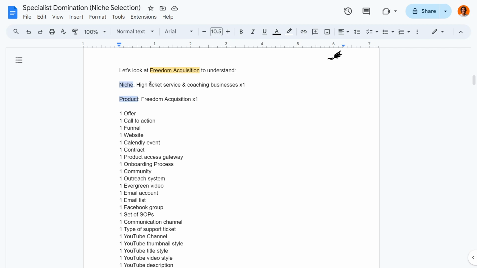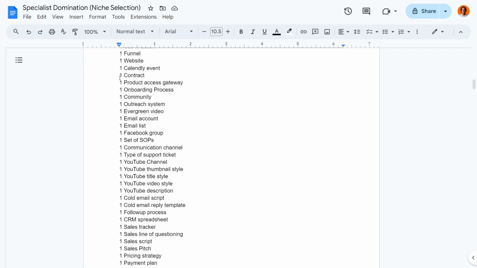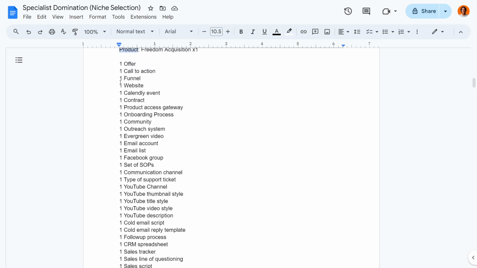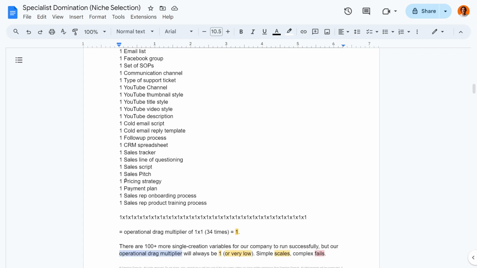The niche that we work in is high ticket service and coaching businesses. That is just one niche. And the product that we have is Freedom Acquisition. That is also just one product, right? So that's why we have just one offer, one call to action, one website funnel, one Calendly event, one contract, one product access gateway, one set of standard operating procedures, one YouTube title style, one YouTube thumbnail style, one YouTube channel, one payment plan, one pricing strategy, one sales pitch, etc.